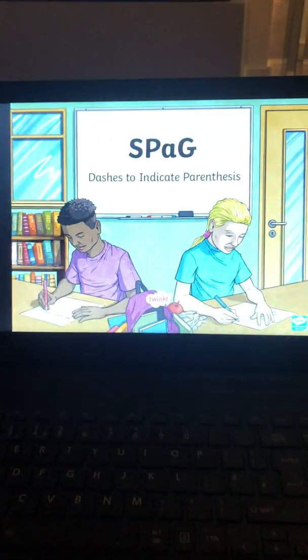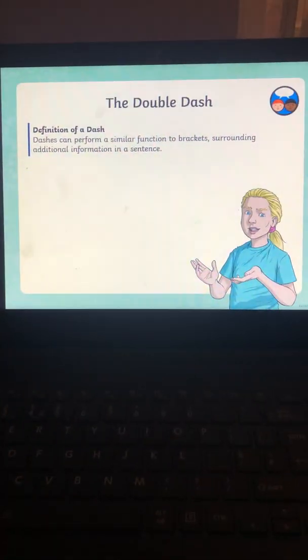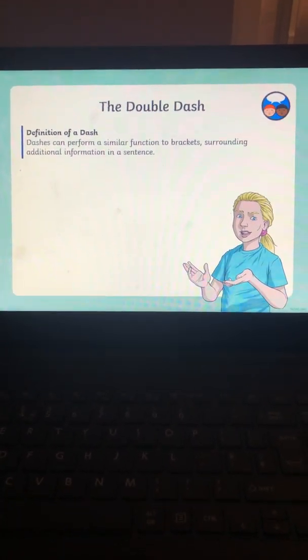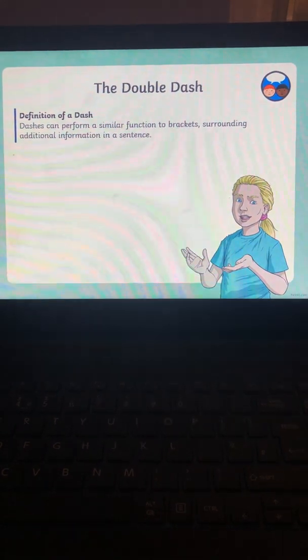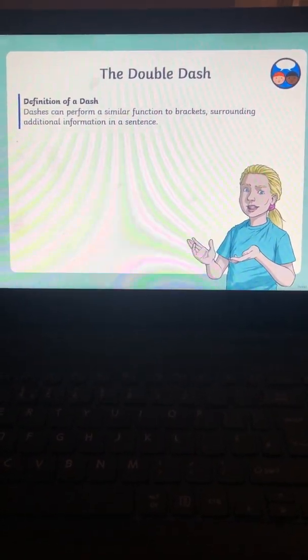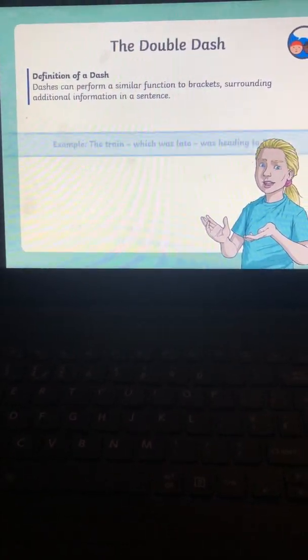Okay, so let's start. So there is different types of dashes, okay? So dashes can perform a similar function to brackets surrounding additional information in a sentence.